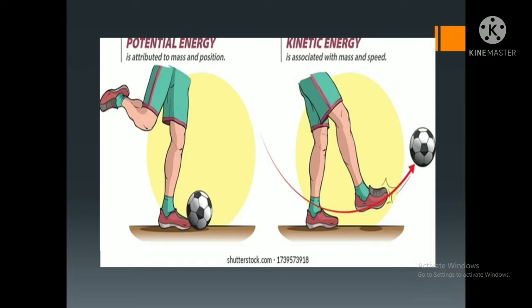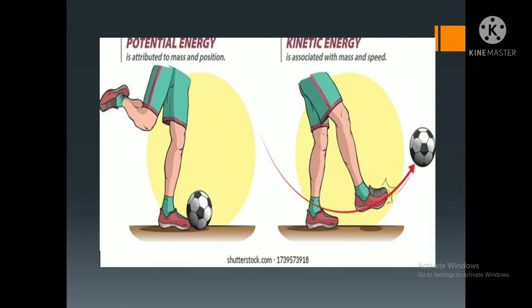See here, potential energy is attributed to mass and position, and kinetic energy is associated with mass and speed. Potential energy is how much potential you have to change the position of this ball. That is the potential energy. Then when you have changed the position, how much speed is given to that mass of the ball, that is the kinetic energy. Okay, so descriptively we'll study.